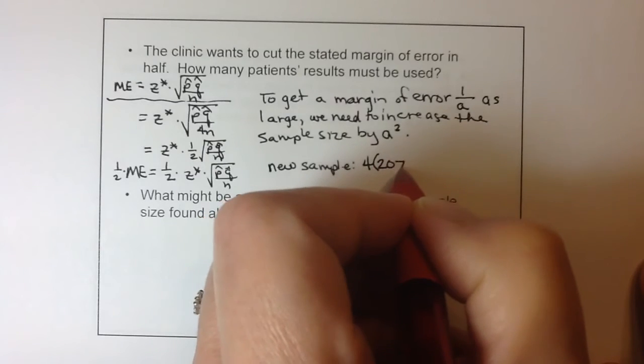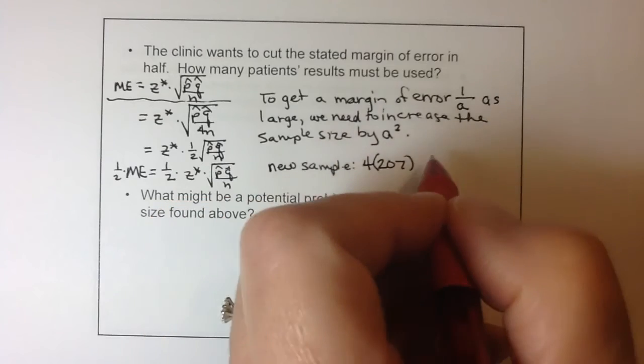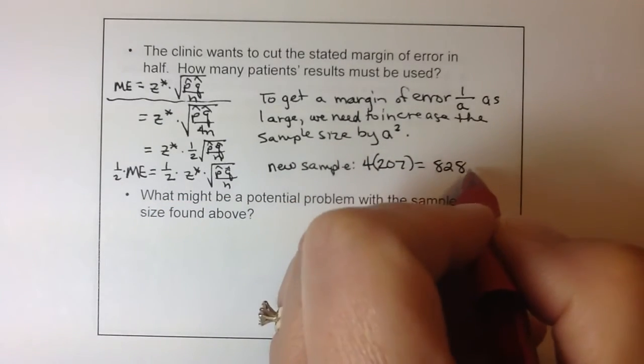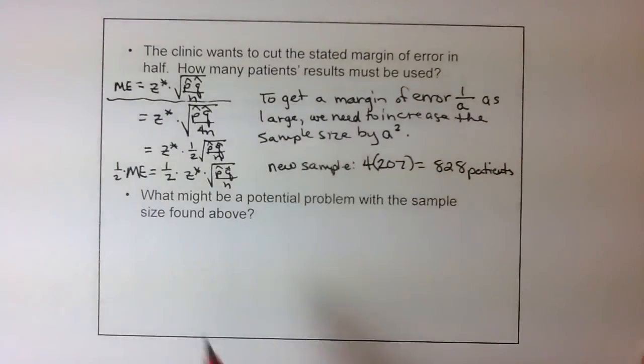The old sample size was 207. And then 4 times 207 is 828. Okay. So I need 828 patients to cut my margin of error in half.